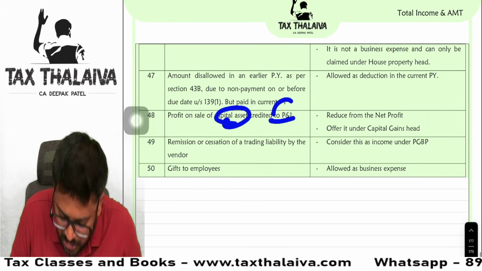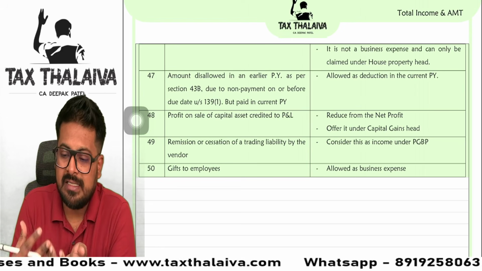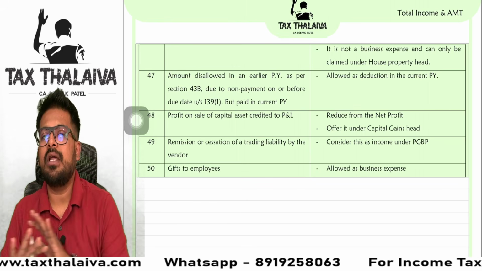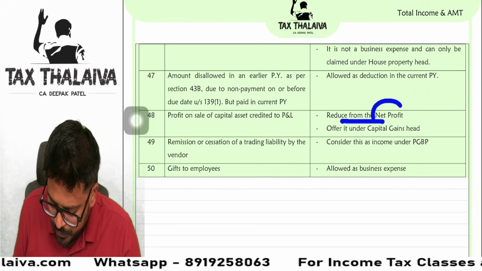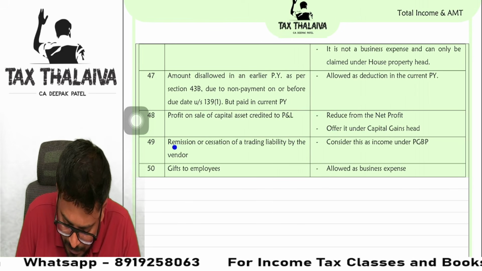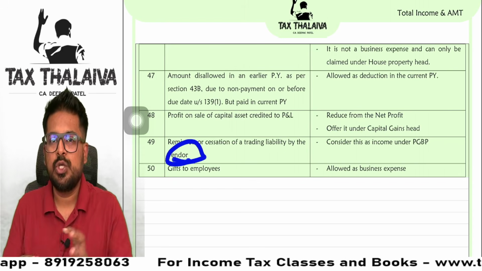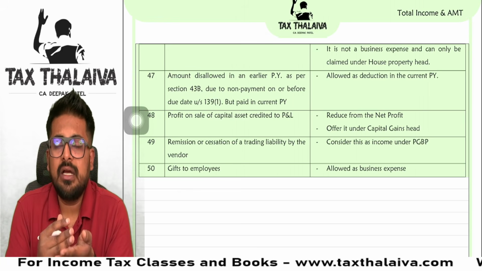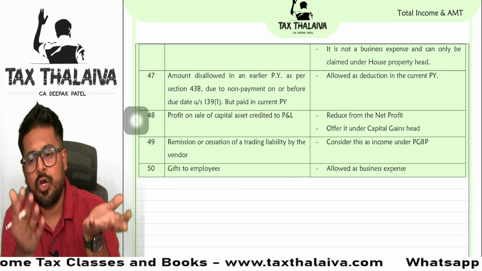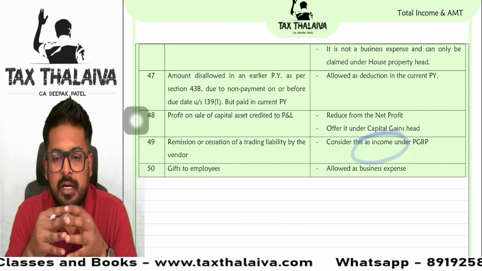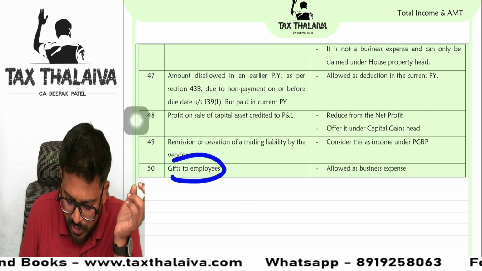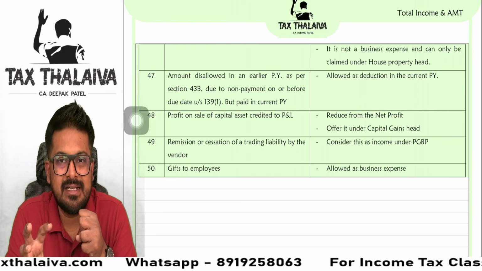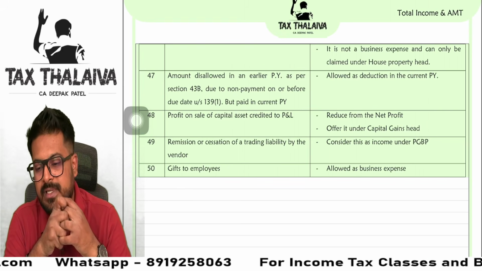Profit on sale of capital asset credited to profit and loss account. Guys, if you sell any capital asset and you made any profit out of that, you have to offer under capital gain and not under the PGBP head. So guys, reduce from the net profit, offer it under the capital gain head. Remission or cessation of trading liability by the vendor. So if any one of your vendors has remitted any trade liability which was earlier not considered, consider that as income under PGBP and you have to offer it to tax. Gifts to employees, guys, are always allowed as business expenditure because employees are working for your business itself, and whatever gift you give to employees is allowed as business expenditure.